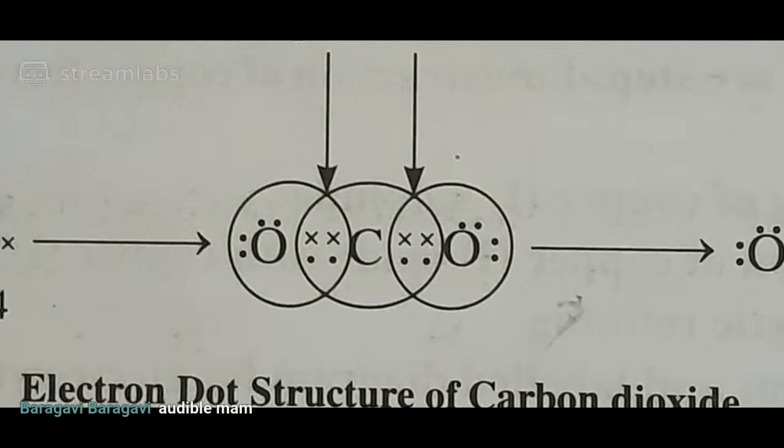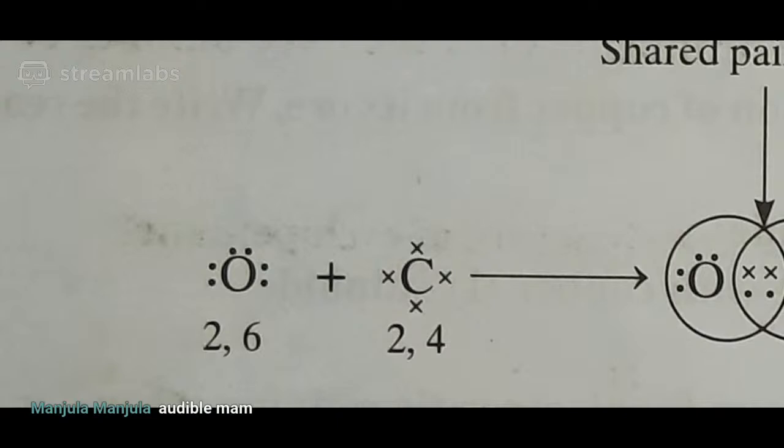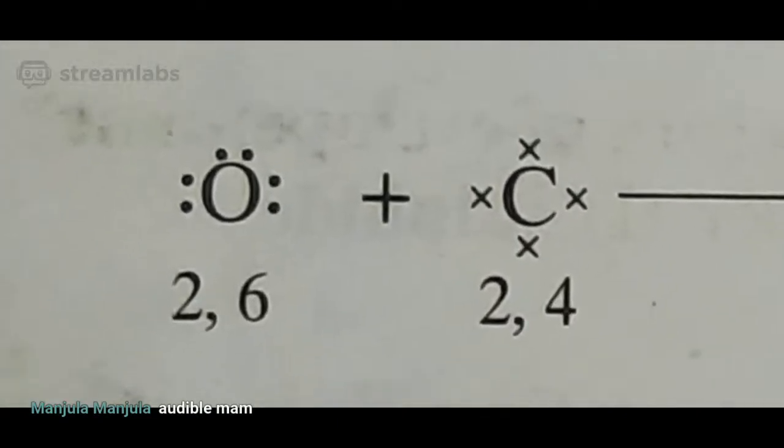This is the carbon dioxide dot structure. How to represent the carbon dioxide dot structure? We all know that the atomic number of oxygen is 8 and carbon is 6. Now how to write that? 2, 6 for oxygen, and 2, 4 for carbon. The 6 is the electrons present in the outermost orbit, and in carbon, 4 electrons are found in the outermost orbit and they are called valence electrons.